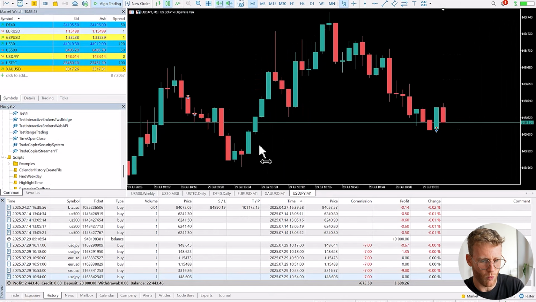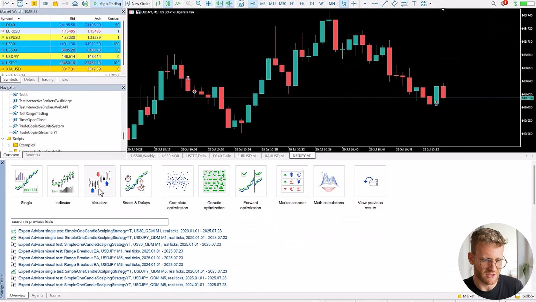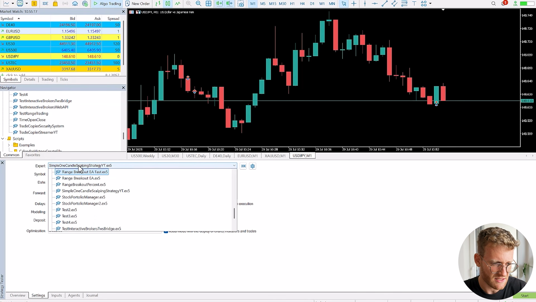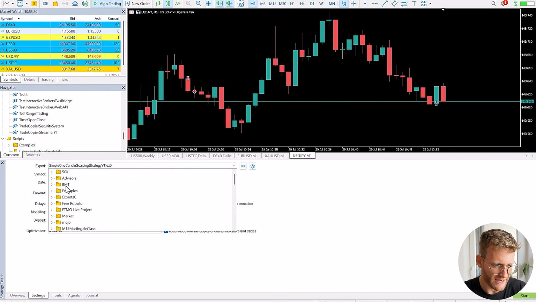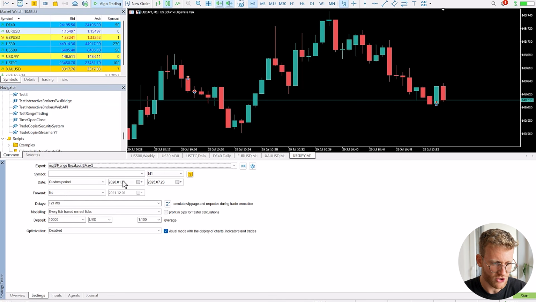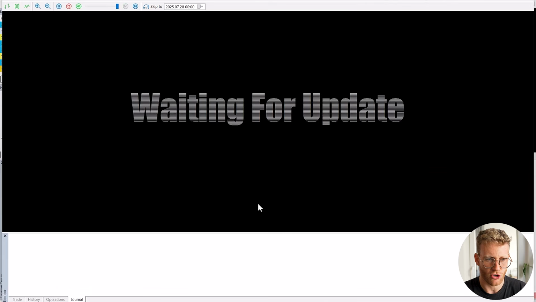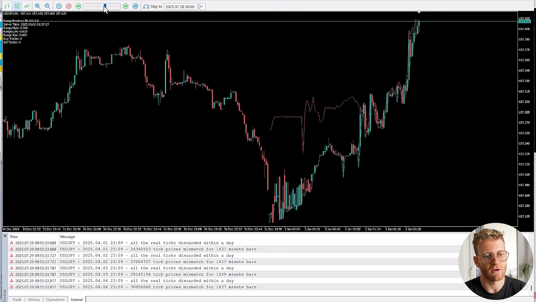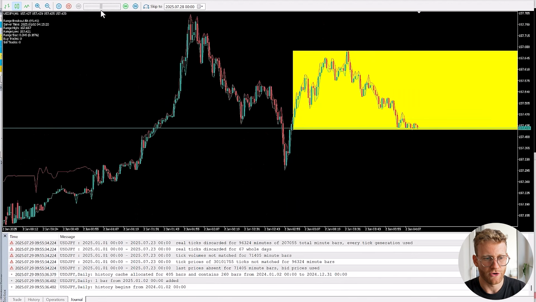So let me give you now one more practical example. I want to do a visualized backtest with my range breakout expert advisor just to show you on one day what the difference also can be. So let's just test for the current year. I don't even need to have a look at the settings. I just want to show you the actual effect that the spread has on your trading.